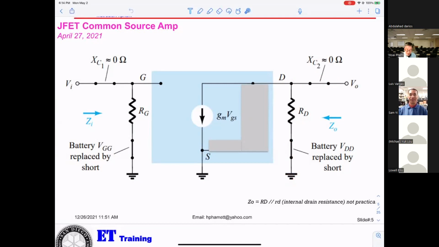So if I'm looking into this circuitry, I can see the input impedance is easy to recognize, they equal RG. And if you want to see the output impedance, when you look into the amplifier, you can see it will be RD.